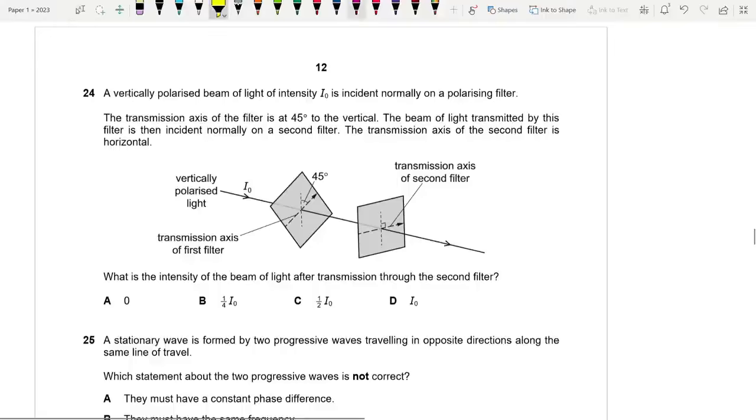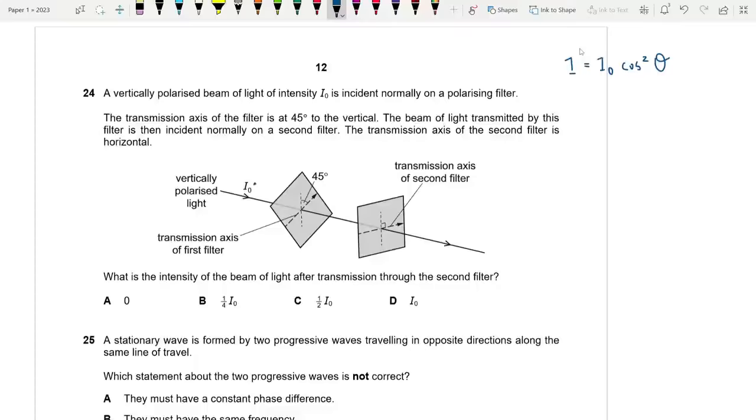Okay, so guys, what does Malus's law state? We know that the transmitted intensity is related to the incident intensity using this formula: I is equal to I naught cos squared theta, where theta is the angle between the transmission axis of the subsequent filter and the current direction of the light.